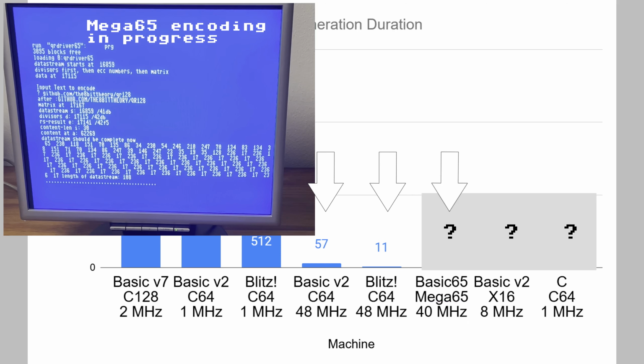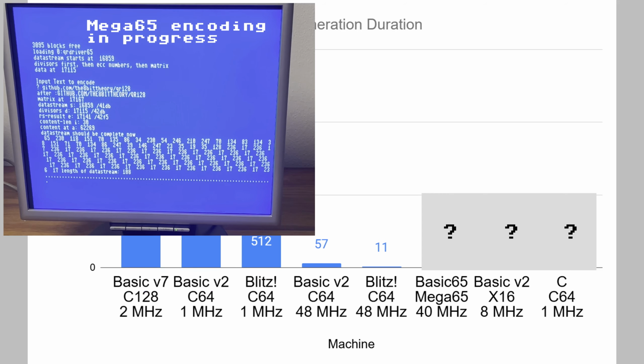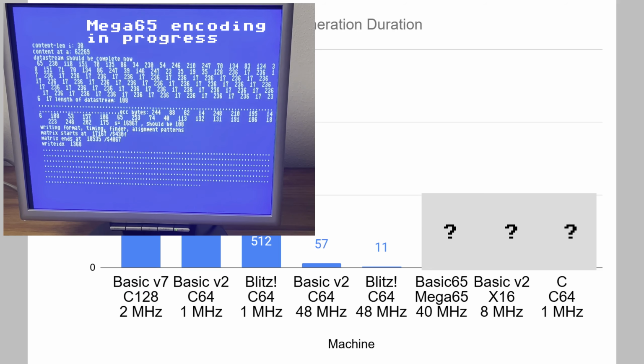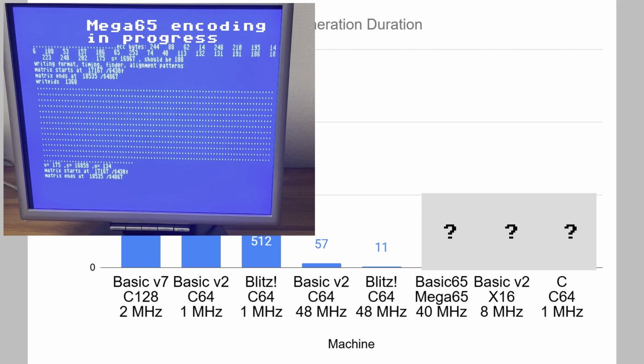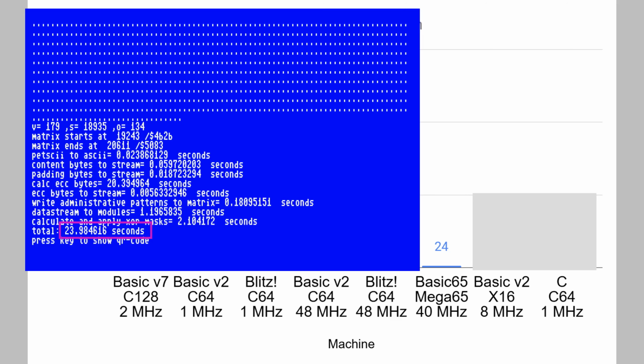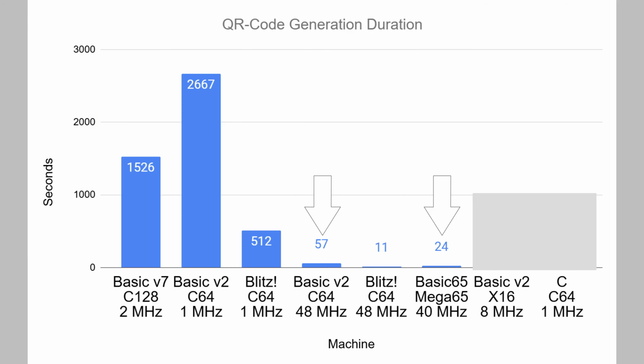Have you ever wondered if the Basic 65 interpreter itself is faster than the V2 or the V7 interpreters? Let's just watch in real time how long that takes. On the Mega 65 in Basic 65, it took close to 24 seconds at 40 MHz compared to 57 seconds on the Ultimate's 48 MHz. If you're interested in the details of these versions, feel free to follow the link to my GitHub repo.